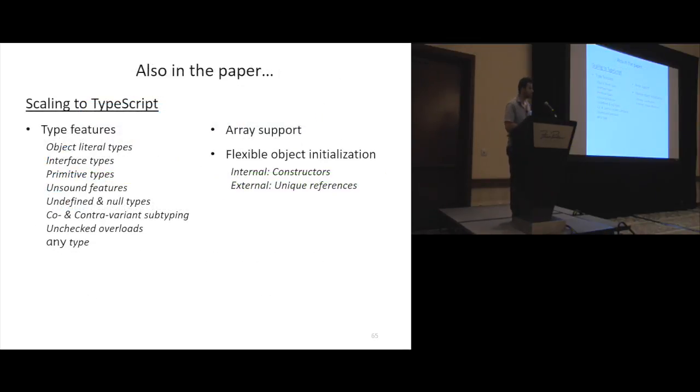In order to scale to a reasonable part of TypeScript, we had to also take into account other type features that are there in TypeScript and enhance the support for arrays and have a more flexible object initialization. You can find details for this in the paper because I'm not going to go into them here. What you can also find in the paper are some formal results of refinement type safety for a core language of TypeScript.